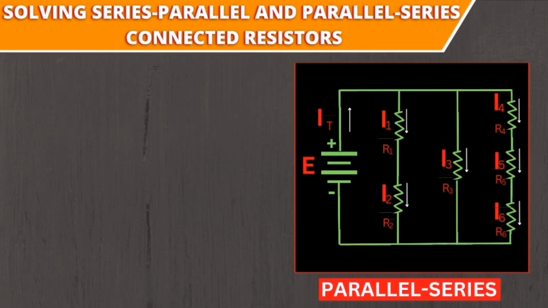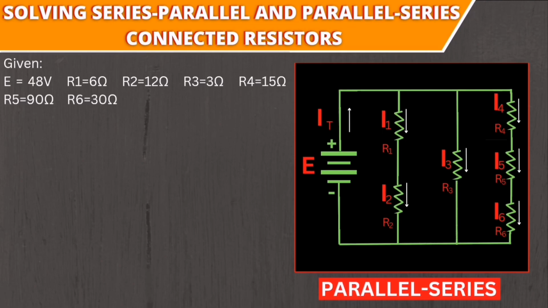As you can see, it is a parallel circuit, but inside the branches of the circuit it has series connected resistors. Again, we have the same values for the voltage source and resistors just like the first example. E is equal to 48 volts. R1 is equal to 6 ohms. R2 is equal to 12 ohms. R3 is equal to 3 ohms. R4 is equal to 15 ohms. R5 is equal to 90 ohms. R6 is equal to 30 ohms.